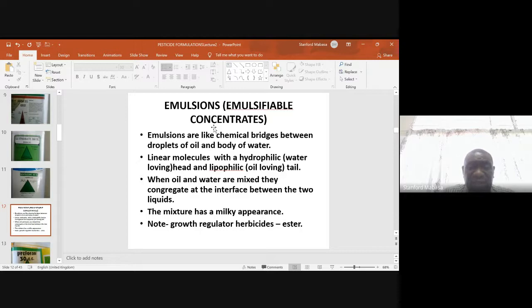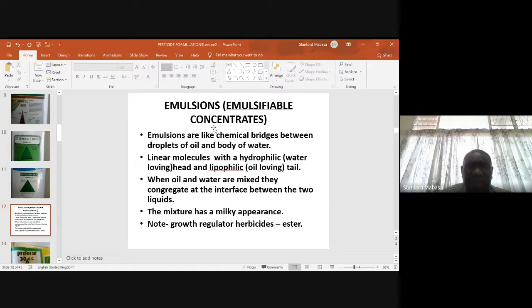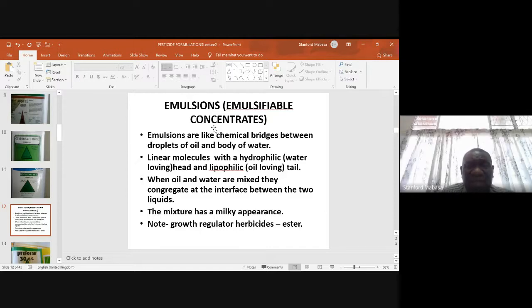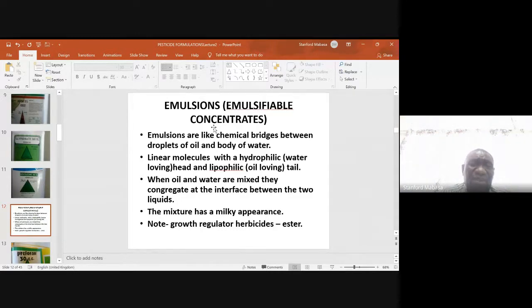Note that growth regulator herbicides may form emulsions, they are formulated as esters. Growth regulator herbicides are things like 2,4-D. And if you mix them with water, sometimes they give you this whitish appearance. So emulsions or emulsifiable concentrates can be used to deliver pesticides.